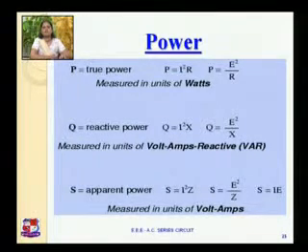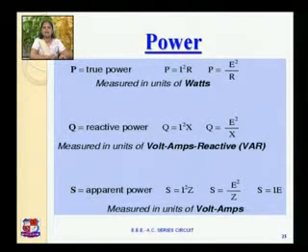And you can rewrite this equation like this: P is equal to E square by R, where E is the voltage applied to the circuit, and the unit of true power or real power is watt. So if current is given to you, then you can use this equation: P is equal to I square R. If voltage is given, then you can use this equation: P is equal to E square by R, to find a real power or true power.